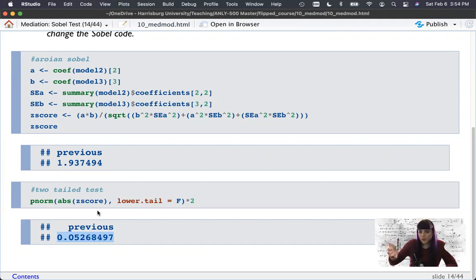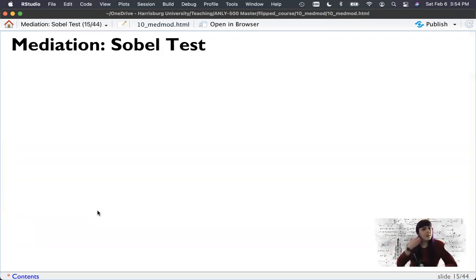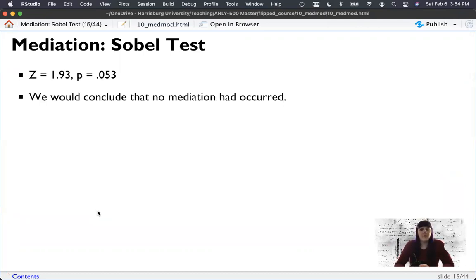Okay, what about this bootstrapping thing? Well, let me tell you a little bit about the Bell test first. Sorry, I thought bootstrapping was next. So we say z equals 1.93, p equals 0.05. We would conclude that no mediation had occurred. The change from 0.32 to 0.26 is not important or significant.